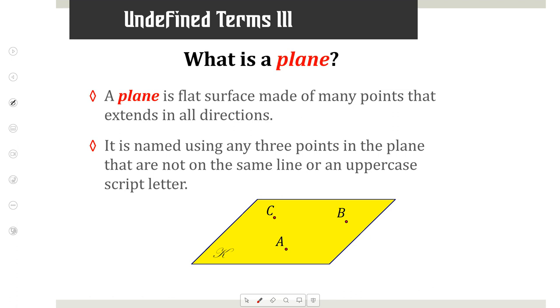Every once in a while, I'll use a fancy script letter to represent a plane, but for the most part, it's usually just 3 points on the plane, so this would be plane A, B, C.